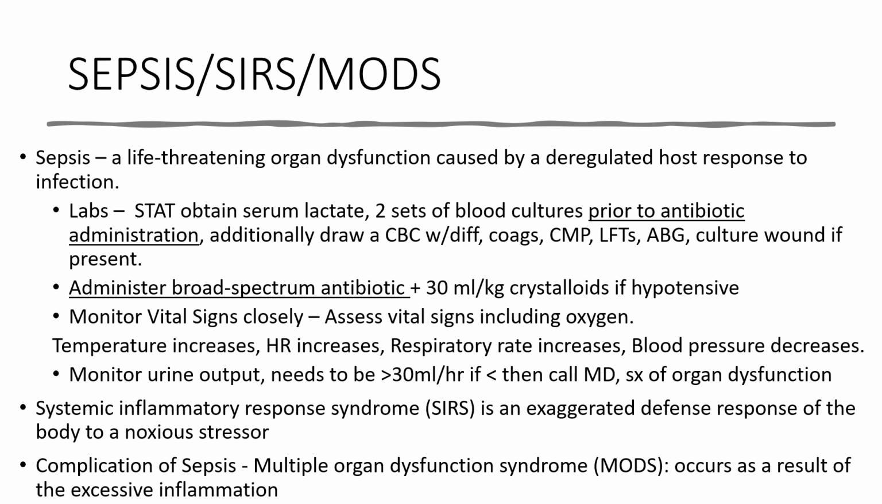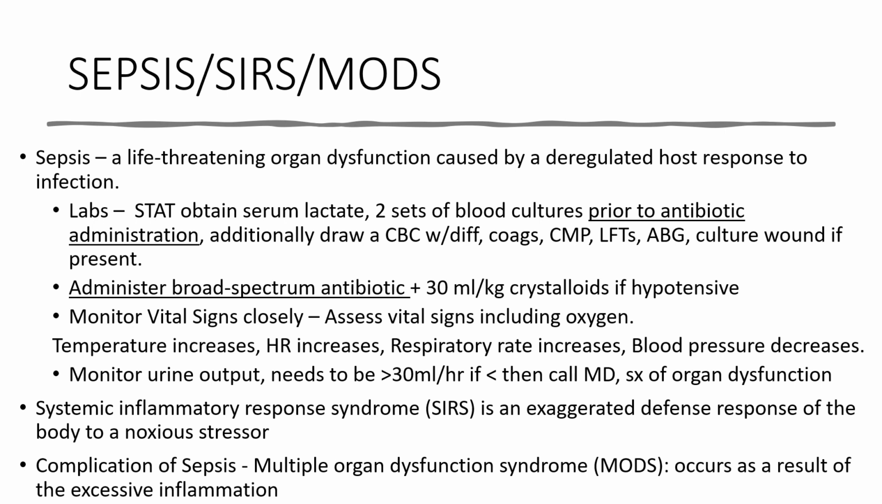A CMP, electrolytes, LFTs, ABG, maybe this patient's going downhill. Are they compensating? We'll talk more about that when we talk about ABGs. If there's a wound, we need to culture it. What bacteria is inside that wound? We need to administer broad spectrum antibiotics. Until we know that sensitivity part, we need to just do a broad spectrum, so we try to cover everything. And then if the patient's hypotensive, we're going to do 30 mLs per kilogram of crystalloids by IV infusion. Monitor those vital signs closely.